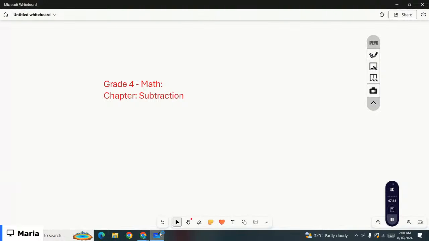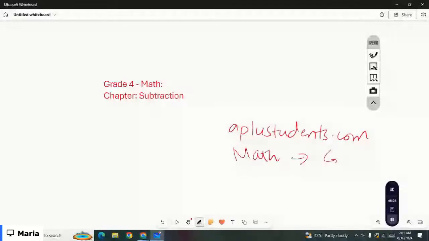You can find all the lessons on aplusstudents.com. The email address and password are provided by the administrator. Then you have to select math from the subject tab, grade 4 math, and then click on view all lessons. There you can find a list of the chapters. We're going to start with the chapter subtraction.